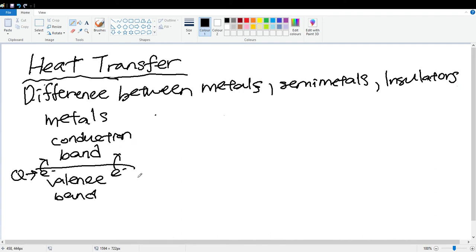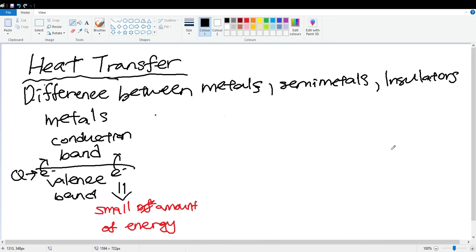For this process, let me write it in keywords. This process only needs a small amount of energy. If a small amount of energy is supplied to this metal, the electron will get excited and jump from the valence band to the conduction band.